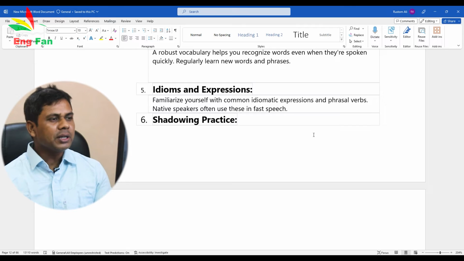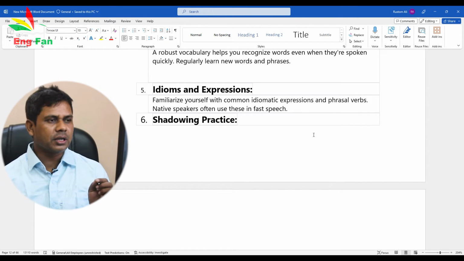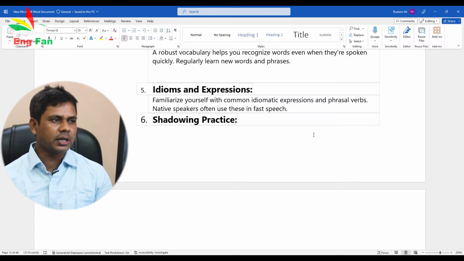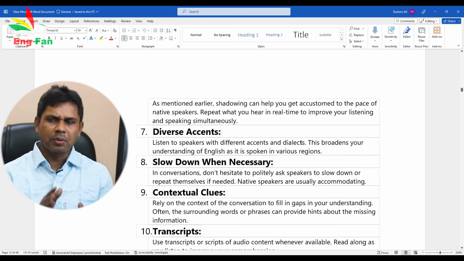Shadowing practice. As mentioned earlier, shadowing can help you get accustomed to the pace of native speakers. Repeat what you hear in real time to improve your listening and speaking simultaneously. Shadowing practice is very, very important for newcomers.